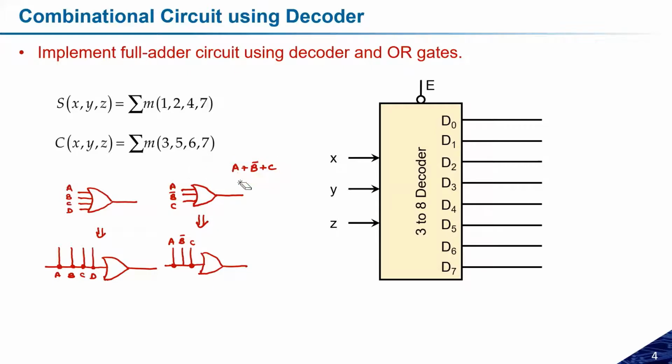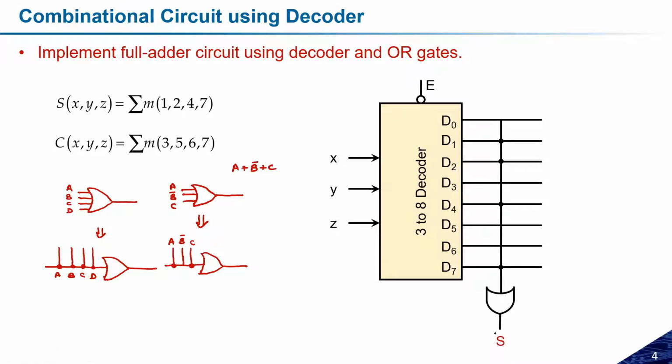So this is how we can do that. Now let us try to make the full adder, because we need two things: one is the sum and the second one is the carry. For sum, D1 should be bubbled, D2 should be bubbled, D4 should be bubbled, and D7 should be bubbled. So 1, 2, 4, 7 should be bubbled for the sum, and 3, 5, 6, and 7 should be bubbled for the carry. Okay, so let us try to see here.